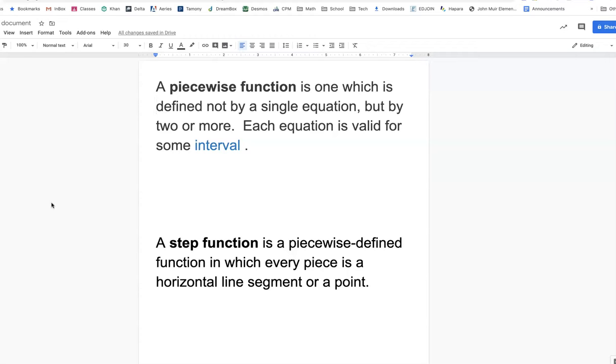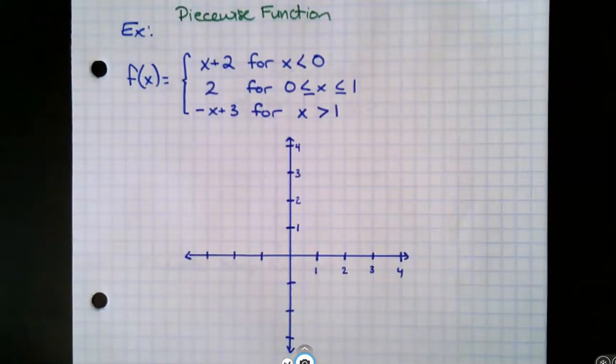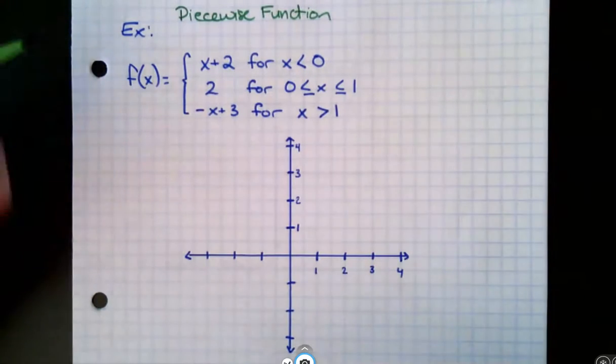A step function is a piecewise defined function, so it's a type of piecewise function in which every piece is a horizontal line segment. So it kind of looks like steps. Imagine horizontal line segments stepping up. Let's take a look. So here's a piecewise function. I'm going to graph it, and then we're going to talk about what it means.